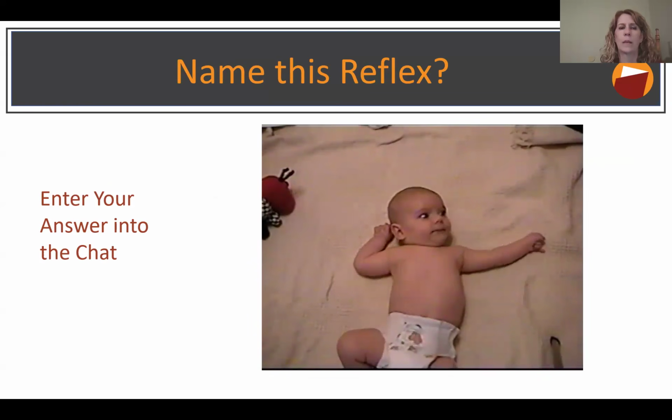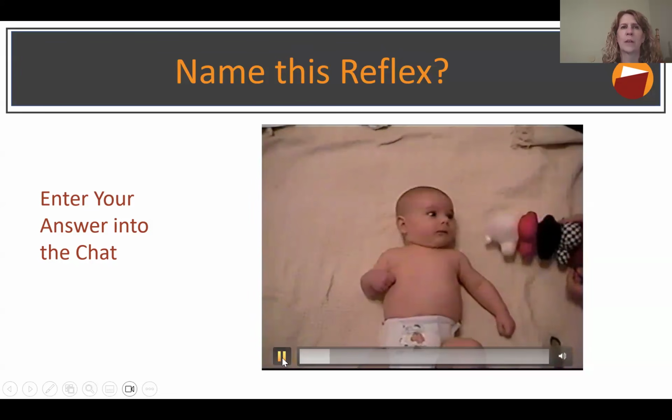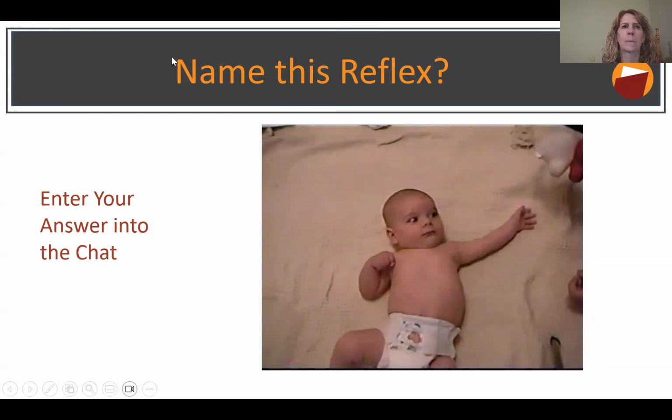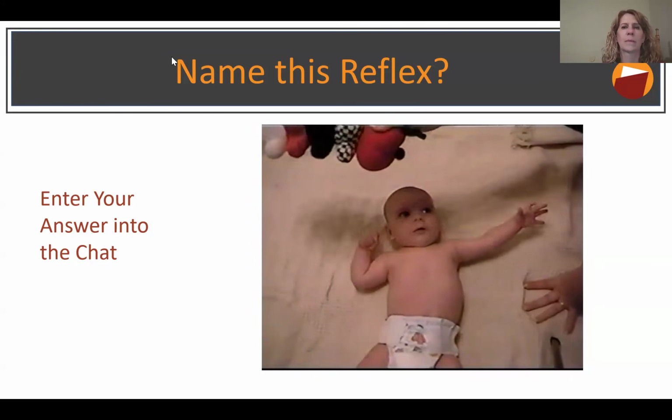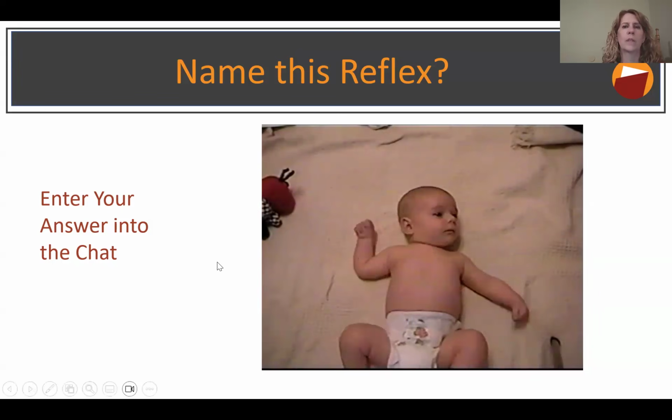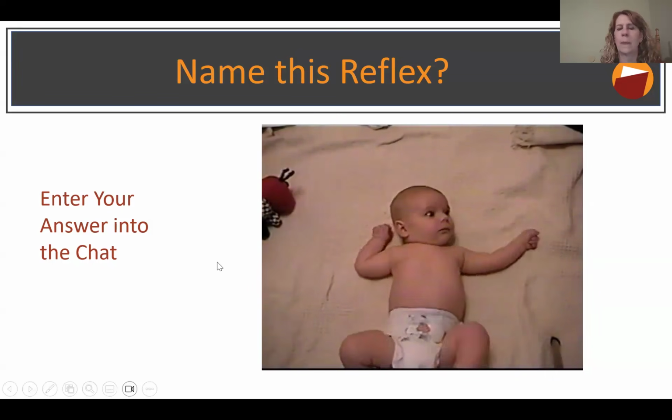You only wanted to look to one side, but I tried to get him to look to the other side. Okay, I think you guys got this one, but just putting it there. Okay, so ATNR, asymmetrical tonic neck reflex. So what's the stimulus? Head rotation.